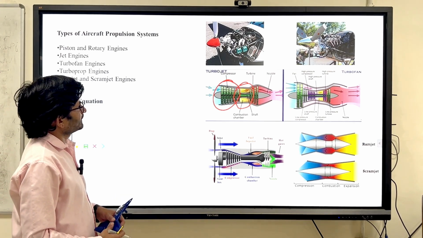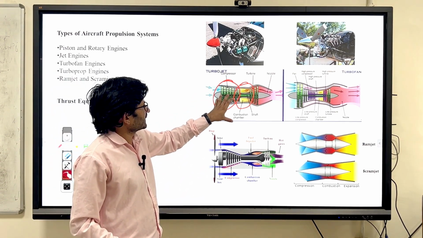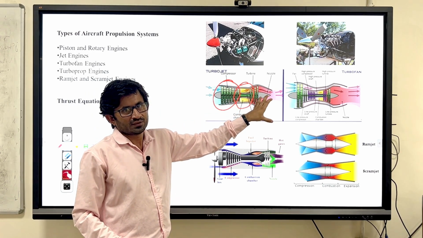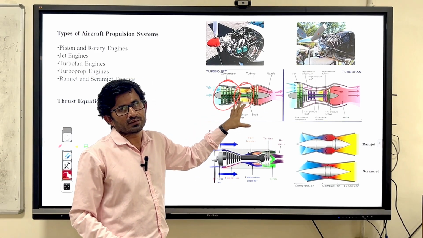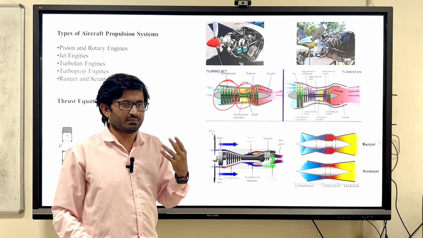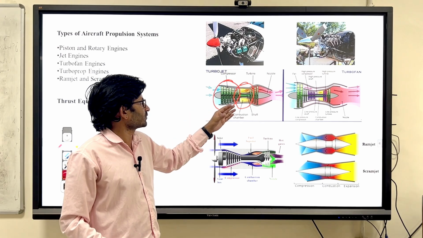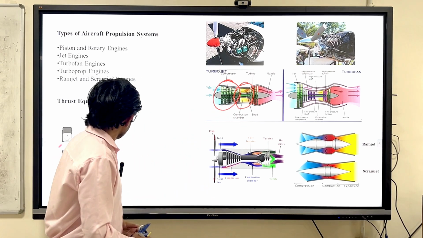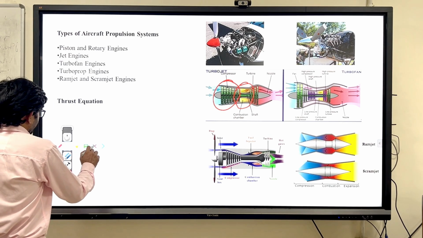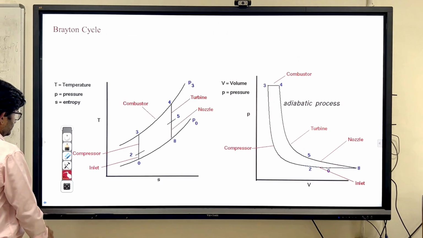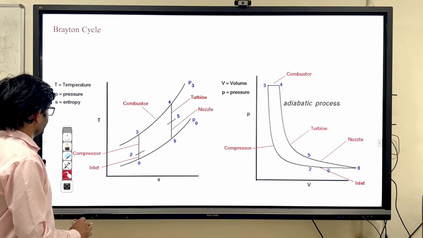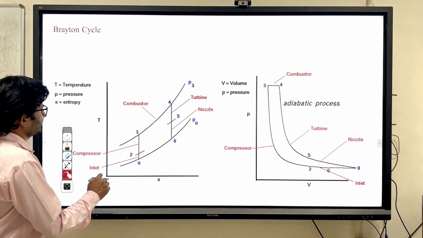So you can see here inlet, compressor, combustion chamber, turbine, nozzle, this part is there, right? So all the cycle is going on here, right? Starting from inlet, then compression, then combustor, and then expansion through the turbine and nozzle, right? So now it's the right time to explain the Brayton cycle. Okay. Now you understand the job of inlet, compressor, combustion, turbine and nozzle.